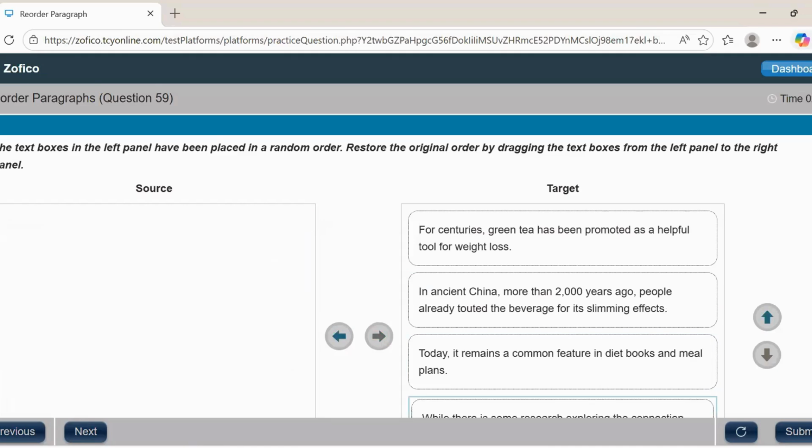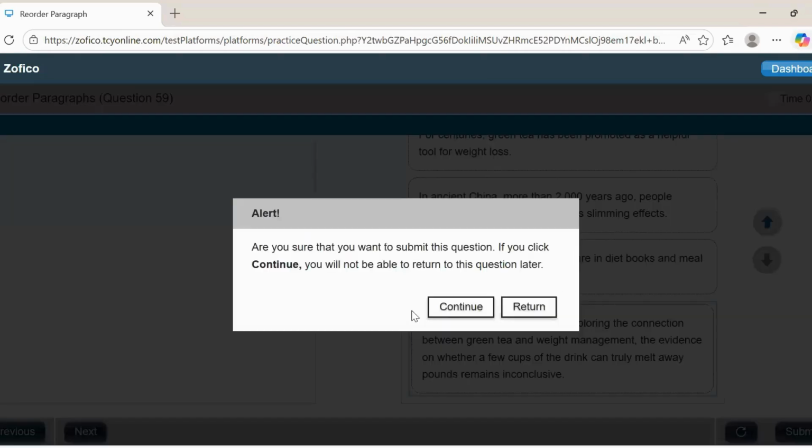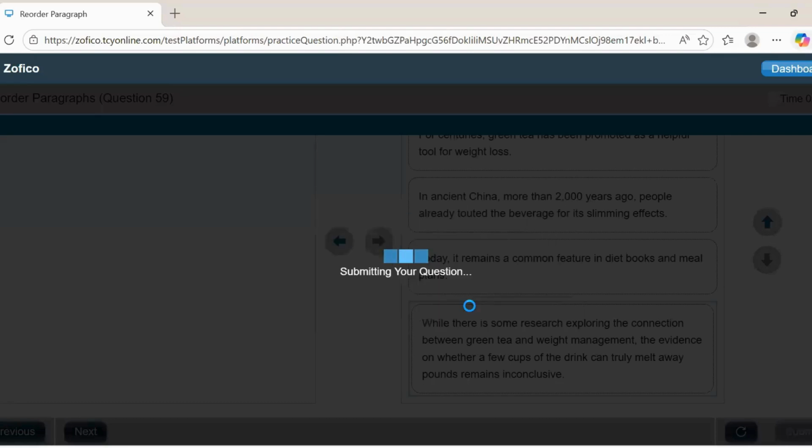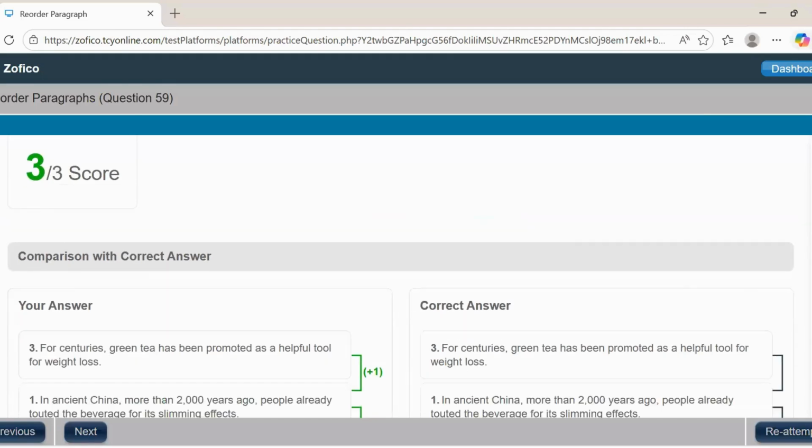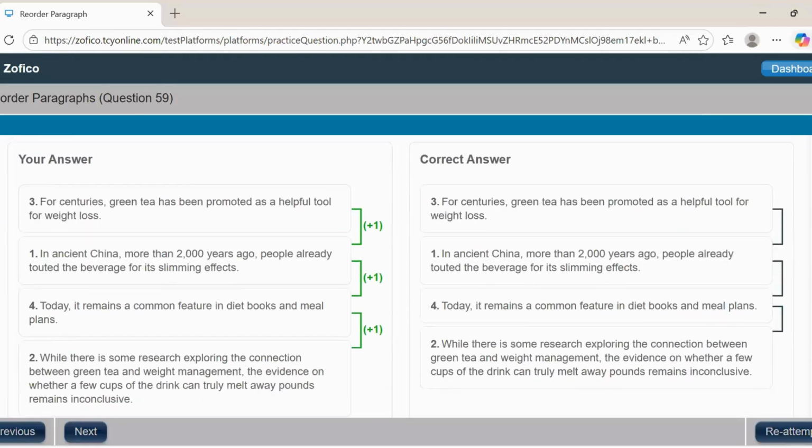Let's see. Correct. So this is the right sequence. Because here, they talked about it is promoted. Then next information goes with people promoted it. These are connected. Then they talked about 2000 years. Then they talked about today. And then inconclusive.